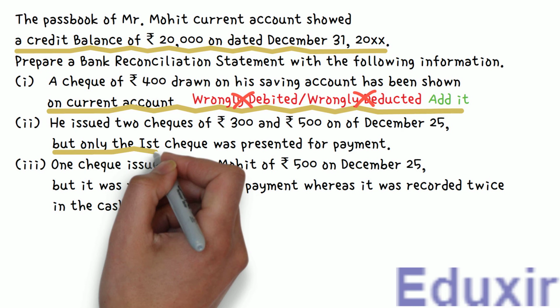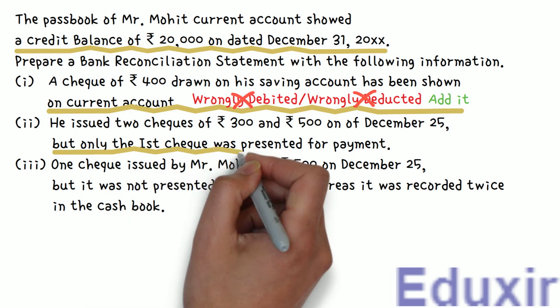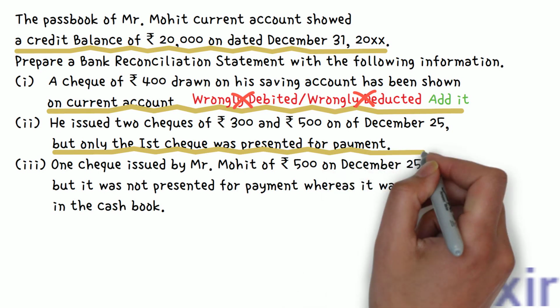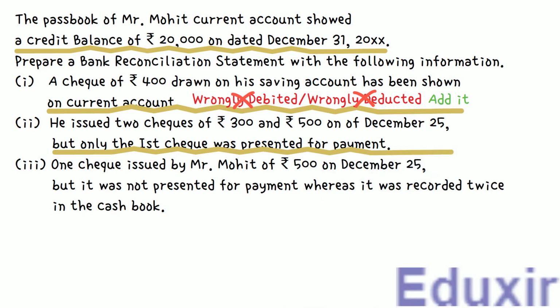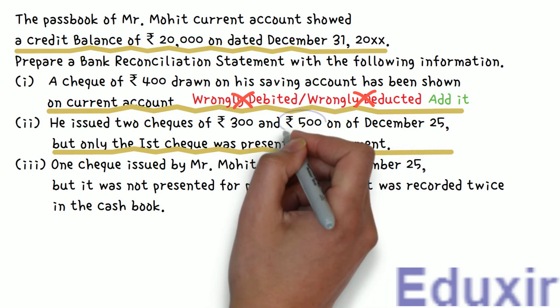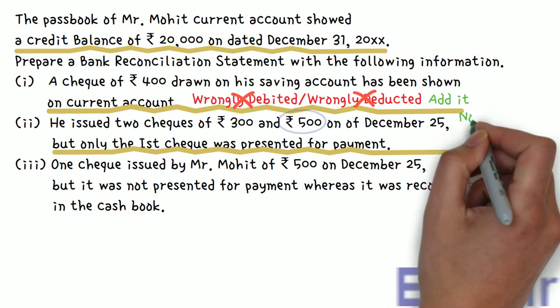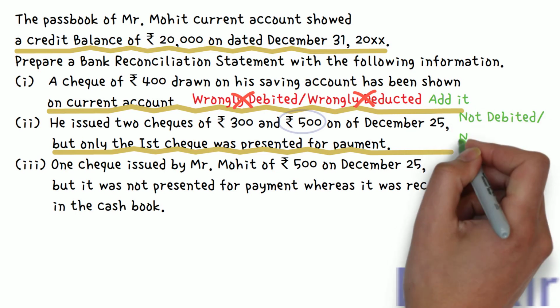Here it is given that the business has issued two checks, one for 300 rupees and the other for 500 rupees, but only the first check was presented for payment. So here there is no issue with the check issued for 300 rupees because it was presented for payment. However, our concern should be mainly focused on the second check that was issued for 500 rupees and was not presented. So as this check is not presented for payment, it will not be debited from the business passbook.